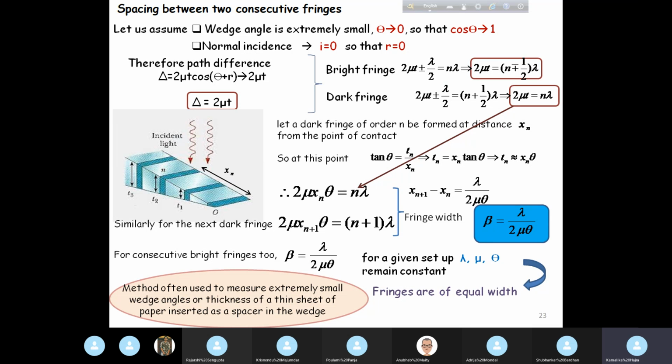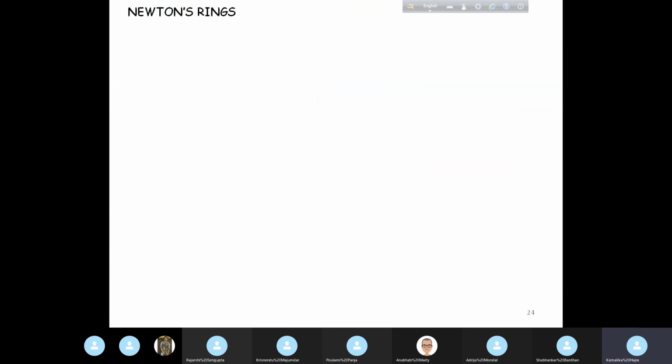Okay, now that we know these things about a wedge shaped film, we will move over to our next experiment. Again, an application of wedge shaped film, only now we will encounter not a single wedge but a double wedge. Okay, and so we are now ready to move on to discuss Newton's rings.